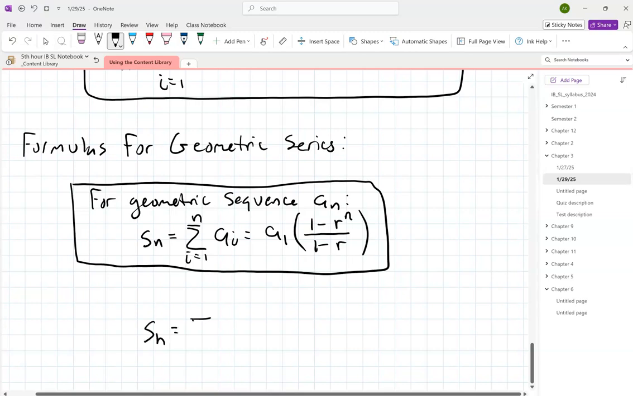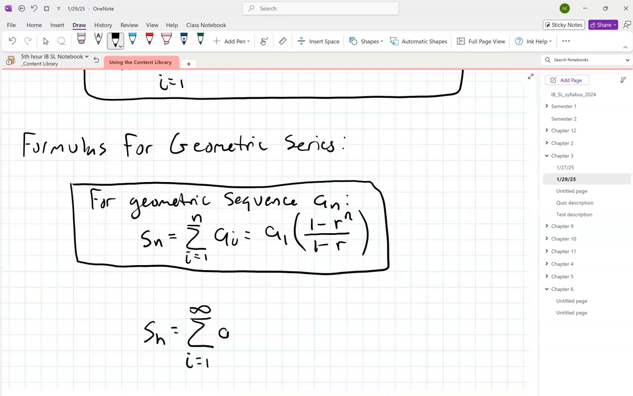And if this is infinite, you actually get two possible results. Sometimes you have an answer if r is between -1 and +1. Otherwise, it's divergent.